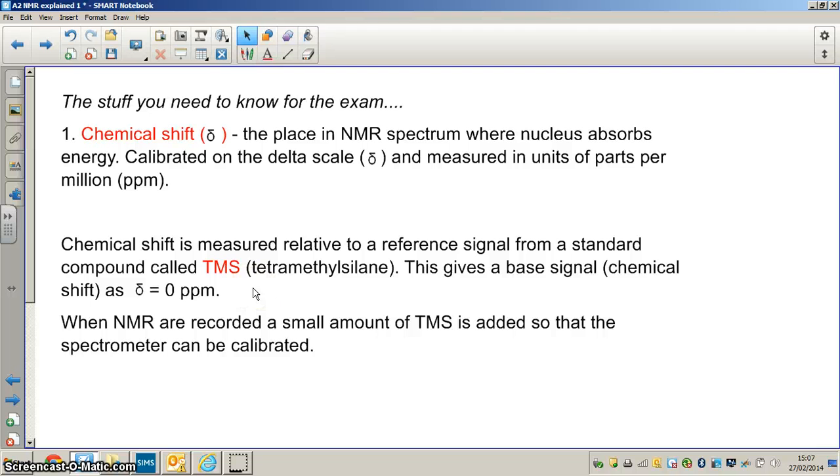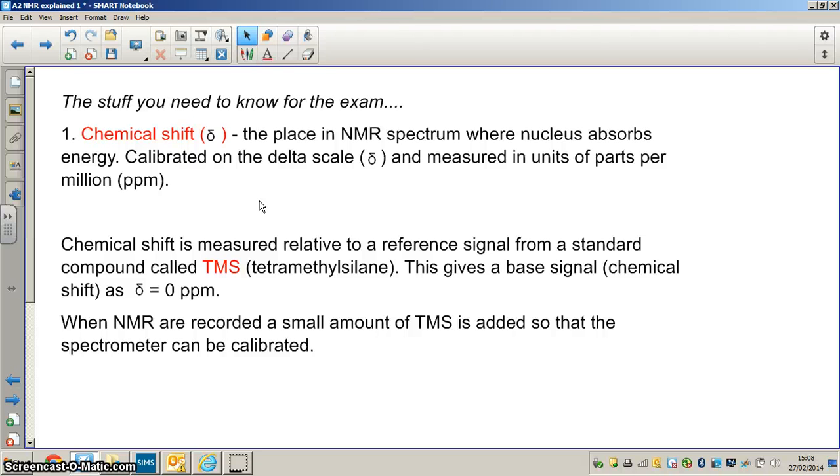So now we move on to the stuff that is likely to be examined, and you will be asked questions in most A-level syllabuses. We refer to a property called chemical shift, and chemical shift is given the symbol delta. Put simply, it's the place in the nuclear magnetic resonance spectrum where the nucleus absorbs energy. In other words, it's that point where resonance takes place, like I've just explained with the diagrams.